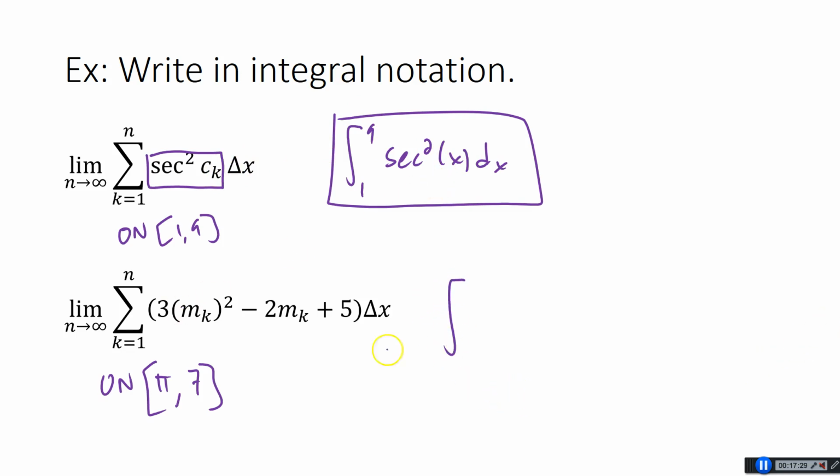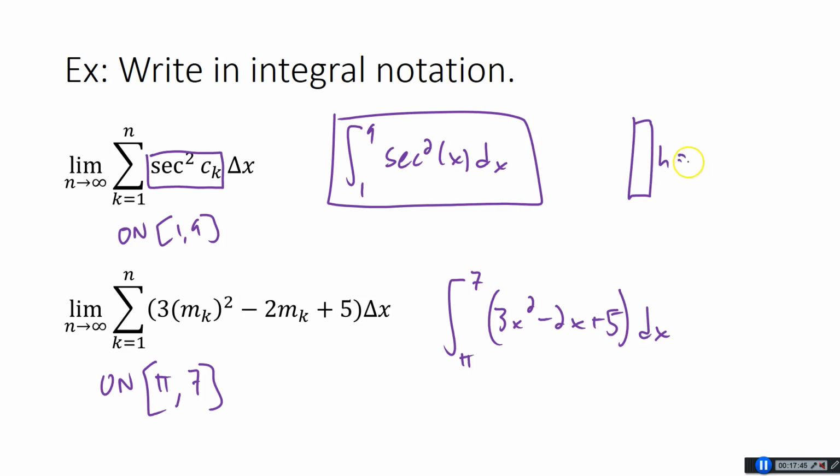Let's give it a shot. It's going to be the integral from pi to 7 of 3x squared minus 2x plus 5. You need parentheses here because this is a product. You're multiplying the height of a rectangle, a height h, which in this case is 3x squared minus 2x plus 5, by a width dx. So you have to multiply them. The one up here doesn't need them because there's no addition; it's just secant squared x dx, so it's all multiplication. But anytime you're adding or subtracting inside an integrand, you absolutely need that dx at the end.